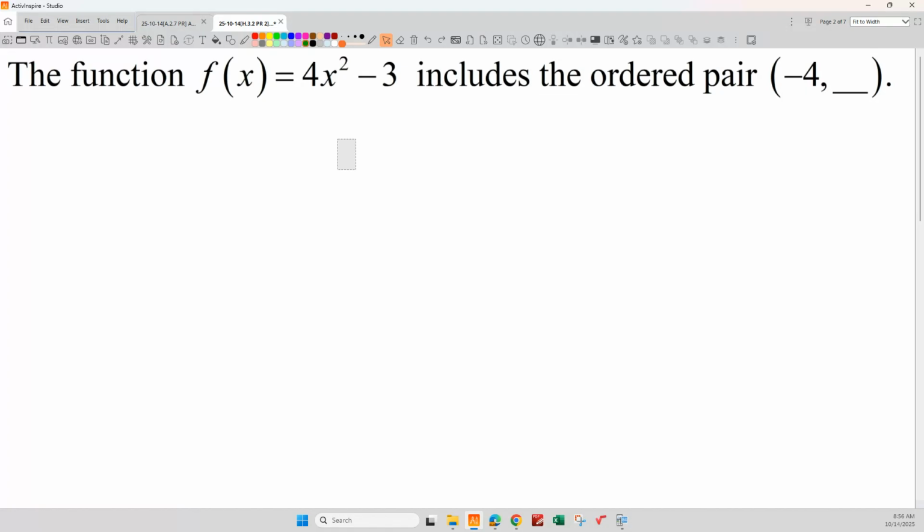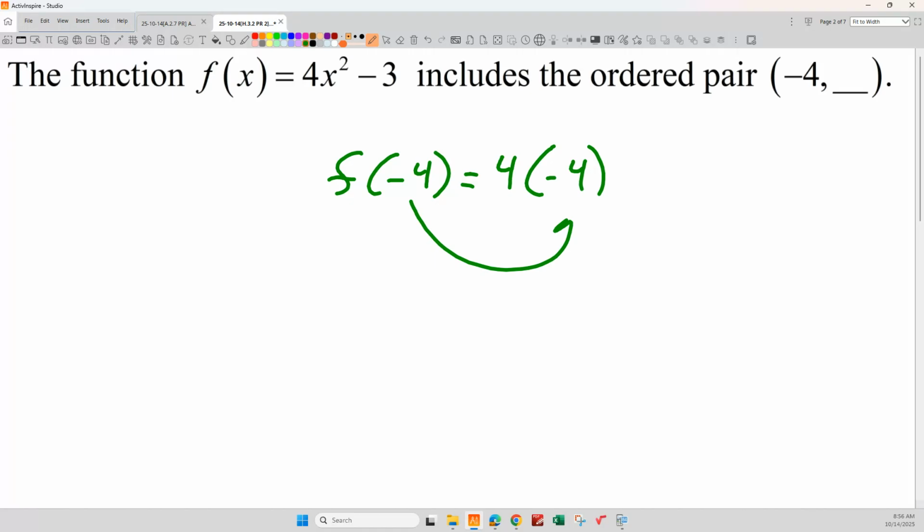So what did we get for that? I'm going to plug that -4 in parentheses in for x, right? Order of operations, what do I do first? Exponent. -4 squared is positive 16 times 4. 64 minus 3. There you go. So there's my output number. Okay, good.